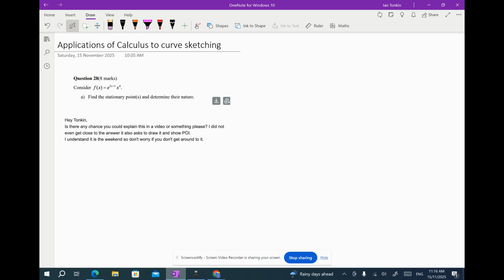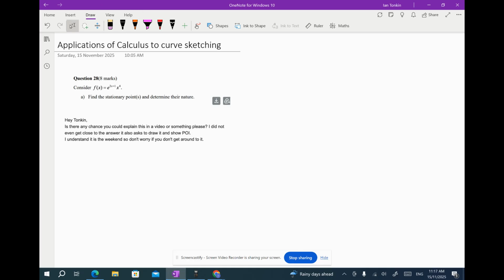Okay, Year 12. Someone's asked about this question here with applications of calculus to curve sketching. It's an exponential. Would I worry a lot about this one? No. It's quite difficult, but I have done it. So I'm going to put up my method for solving this straight away.